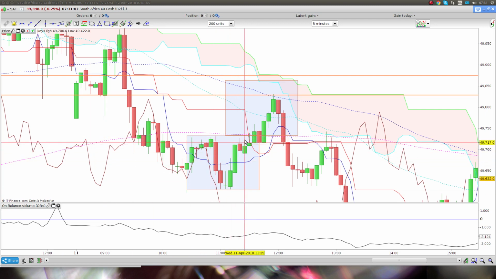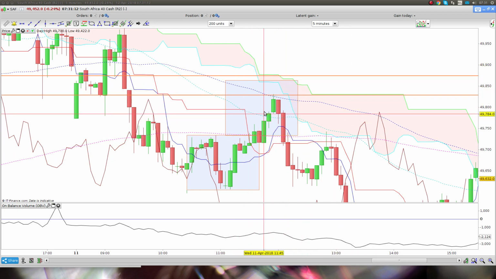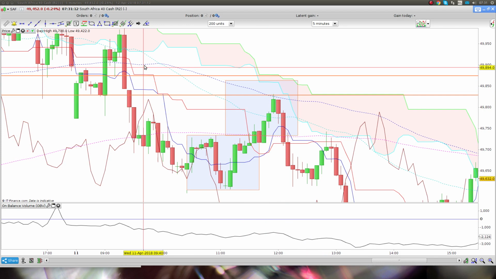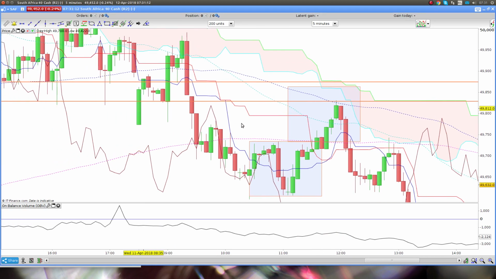When you combine this with the Ichimoku, you will see you are below the cloud, so there is a possibility there. You can see the 100 EMA is also an area where you need to pay attention.